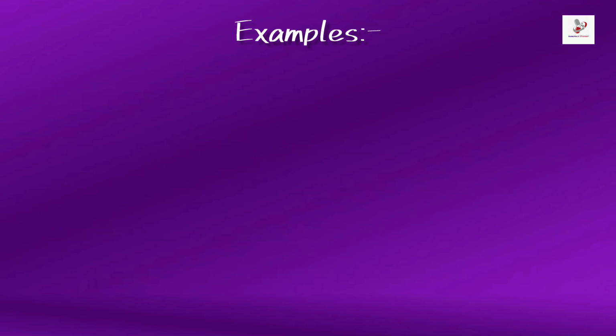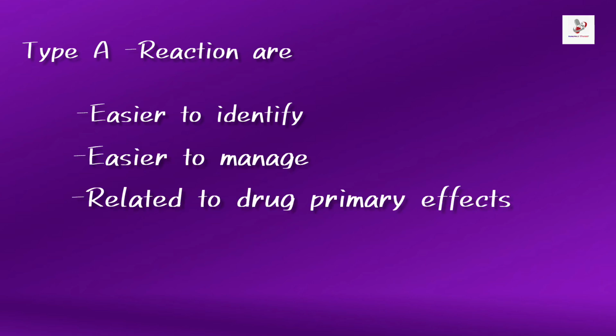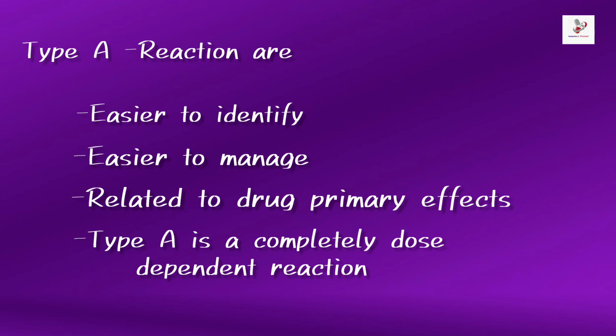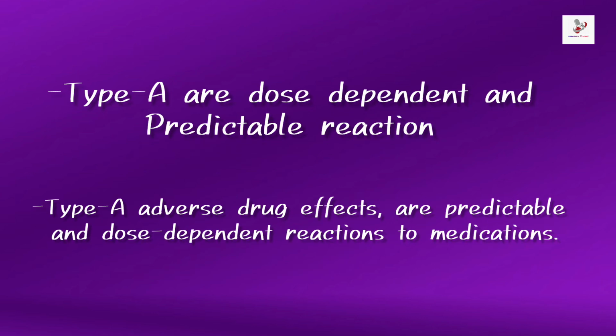And these type A reactions are generally easier to identify and easier to manage, related to the drug's primary effect. And type A is completely dose dependent, which increases with the higher doses. And understanding of type A reaction is crucial for the healthcare providers to monitor the patient for potential adverse effects, adjust dose or switch medication as needed, and provide appropriate treatment and management strategies. And type A are more common, dose related and mostly preventable and reversible reactions.